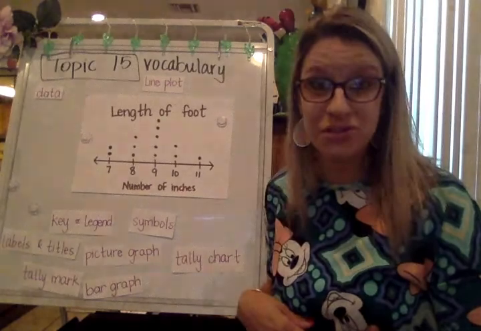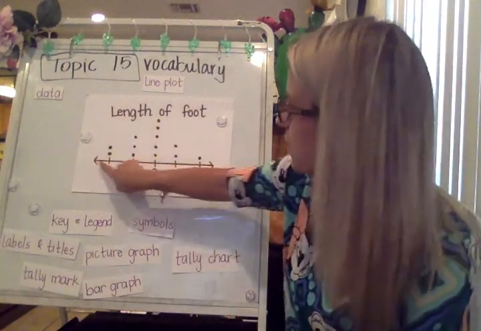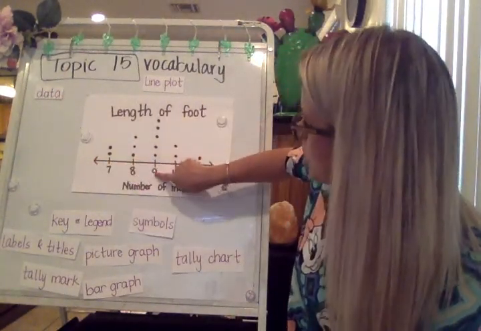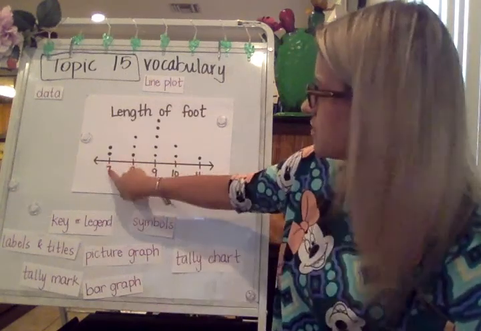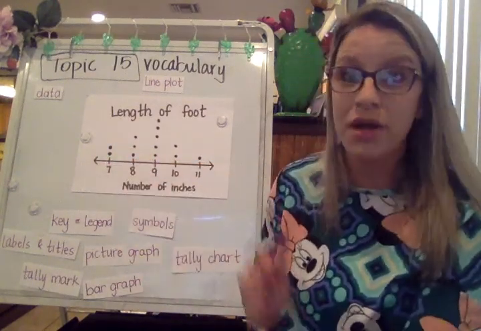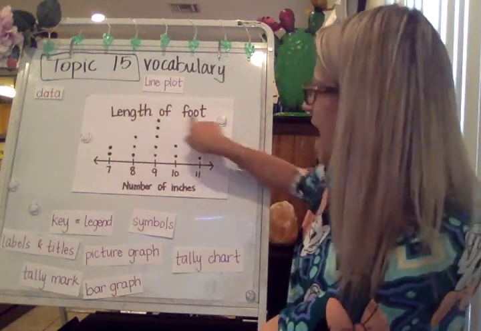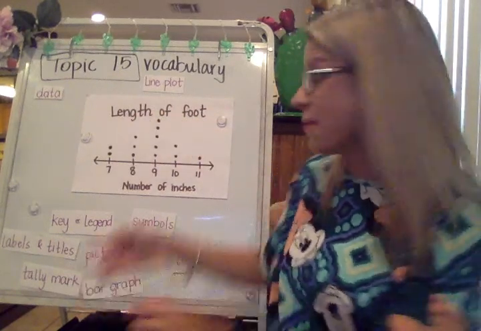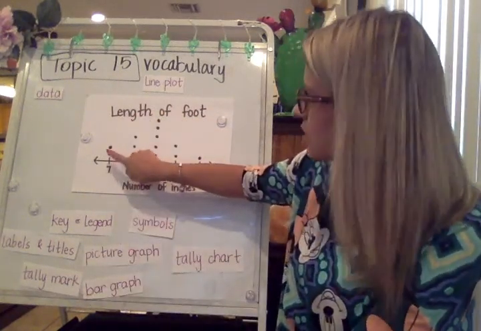Nobody has super huge feet. Most of the people, you can notice, the most is with the 9 inches. So each of these dots on here represents one person. So if I was trying to figure out how many people did we collect data from, I could count each of these dots.